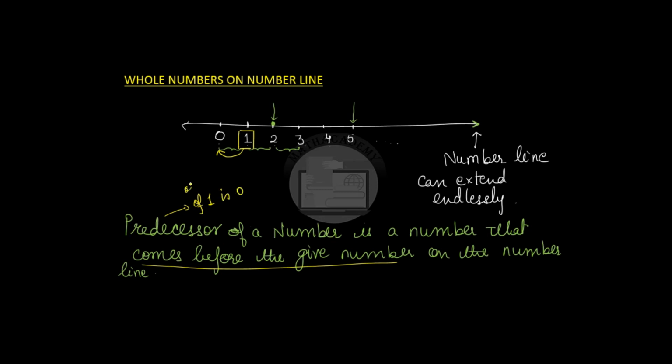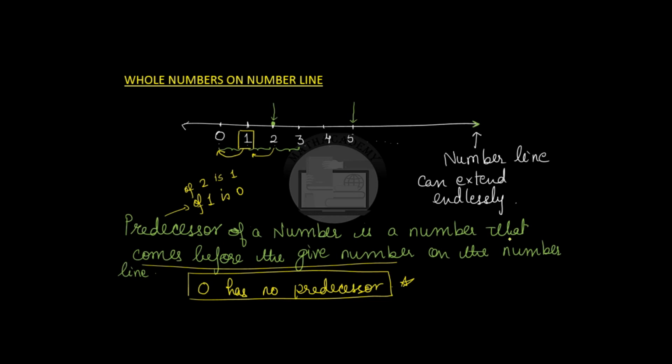What will be the predecessor of 2? Let us go to the number line and look at the number that comes before 2. The number that comes before 2 is 1. So the predecessor of 2 is 1. The predecessor of 3 is 2 and so on. What is the important thing which we note here? That 0 does not have a predecessor. The number 0 has no predecessor if it is a whole number line, because there is no number that comes before 0, correct? So 0 has got no predecessor. I hope this much is clear to everyone.